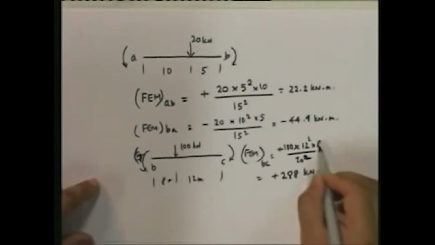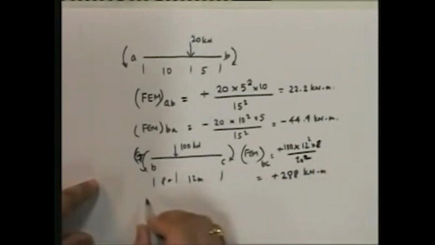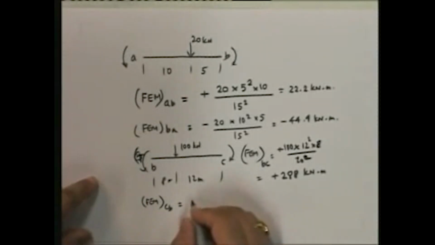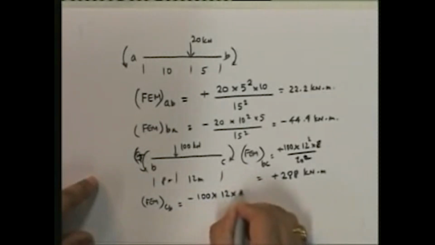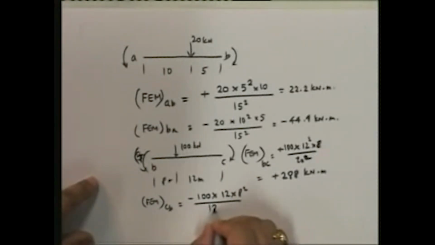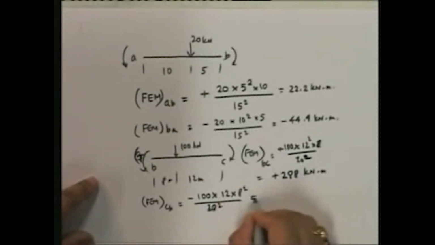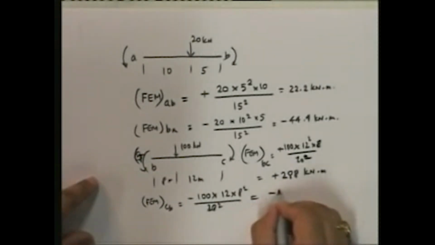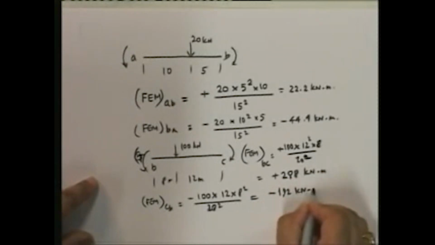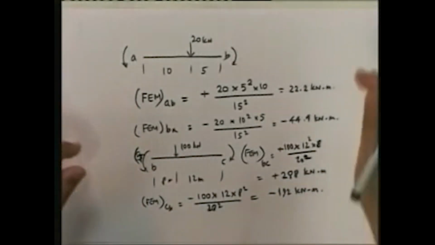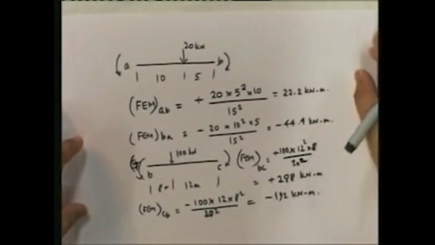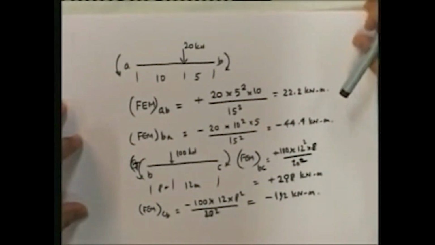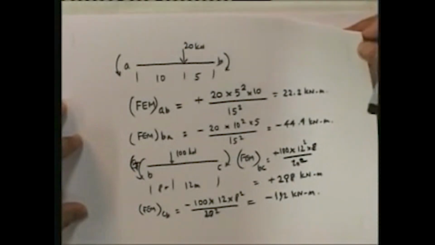Okay, and then the fixed end moment at CB is equal to minus 100 into 12 into 8 squared upon 20 squared. This is going to be equal to minus 192 kilonewton meter. Now look at CD. CD does not have any load on it, so the fixed end moments in CD and DC are going to be equal to 0.